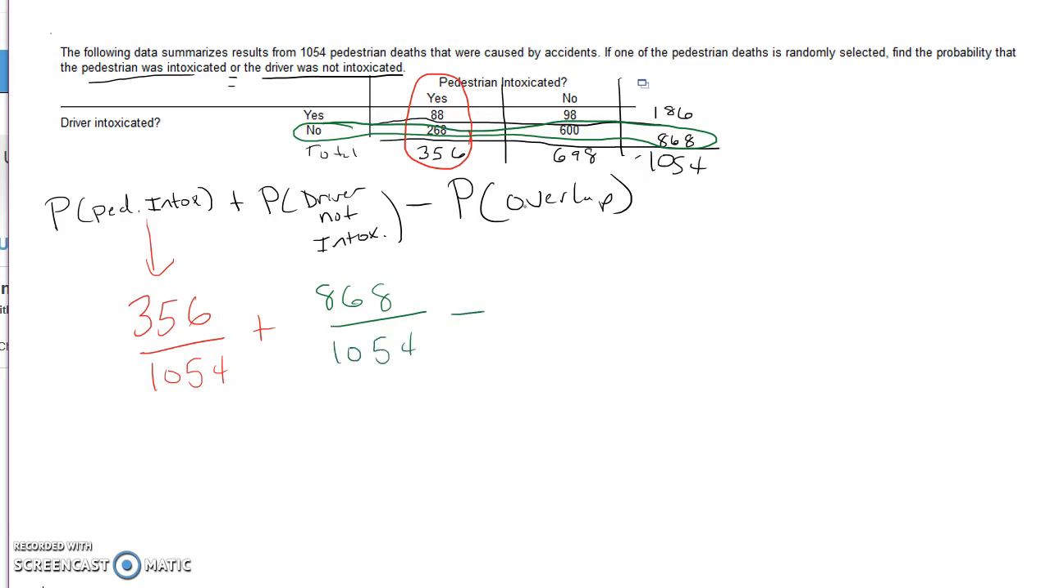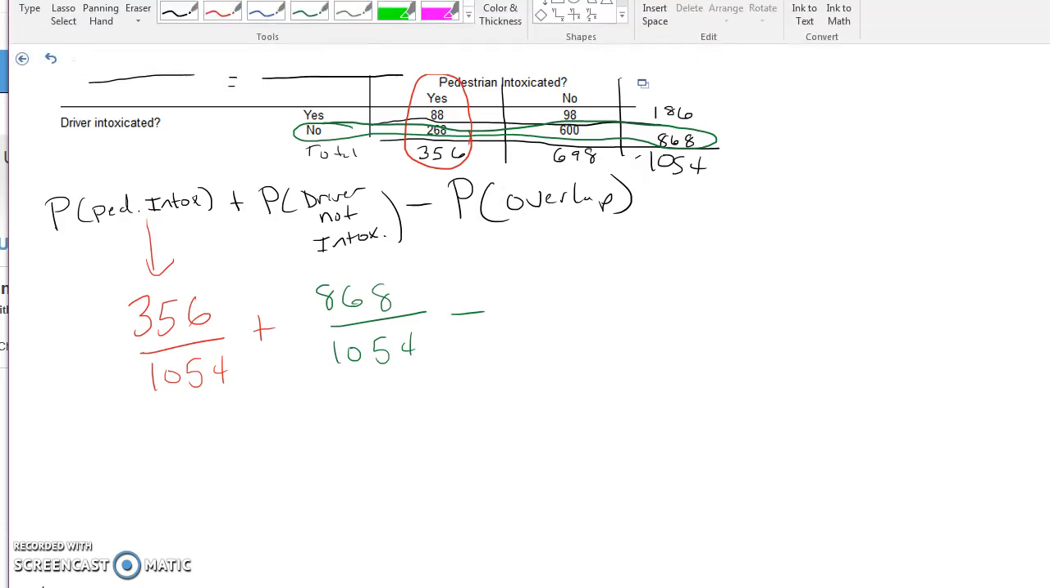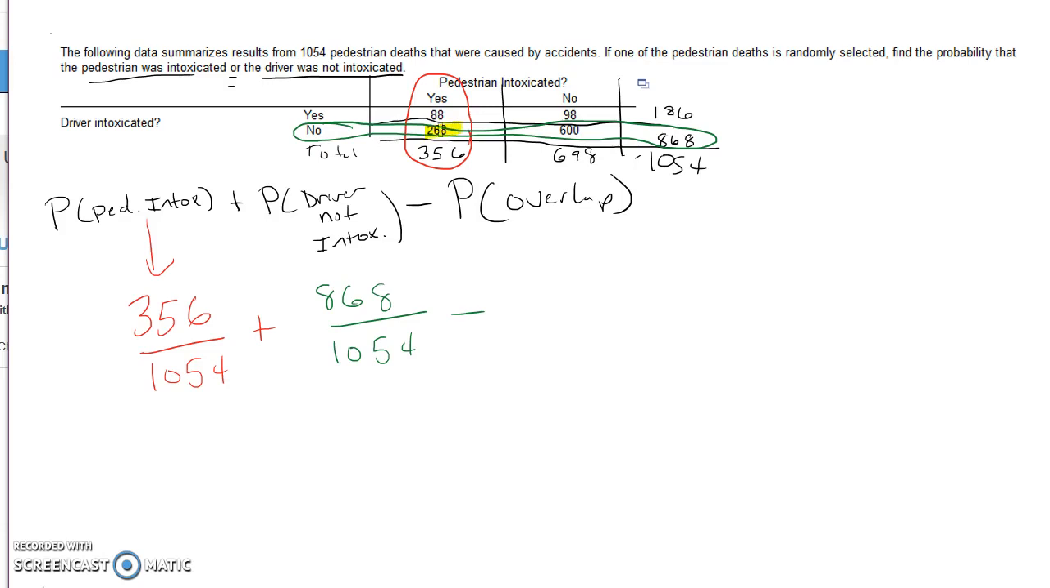The last thing we need to do is subtract the overlap. I'm going to highlight that right here. You can see that this is the one that fell into both categories. That is the case where the driver was not intoxicated, but the pedestrian was. You can see that's the overlap. We've counted that number twice, so we subtract the 268 over 1054 right here.